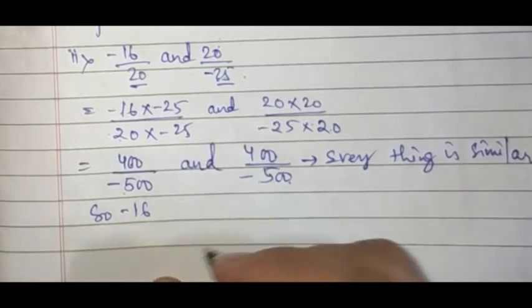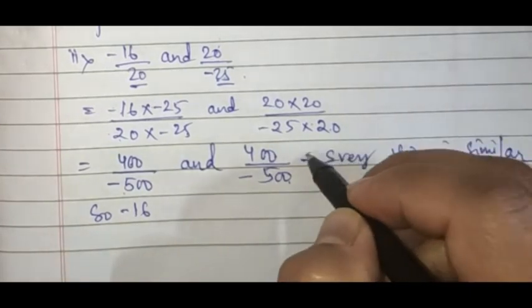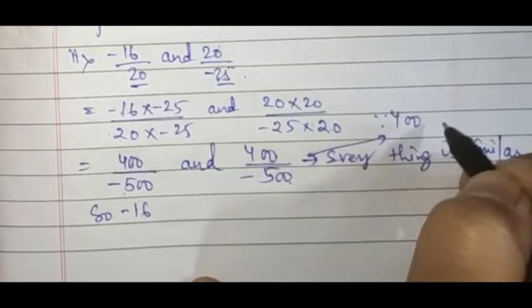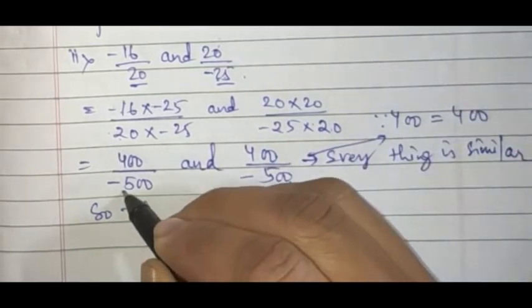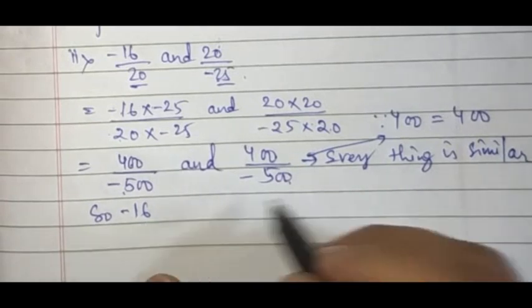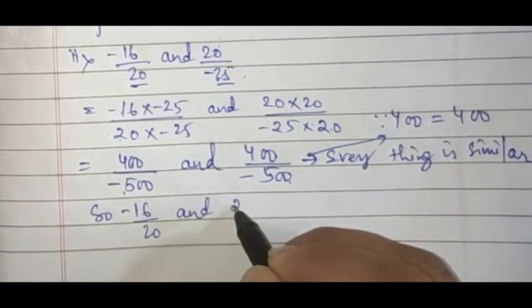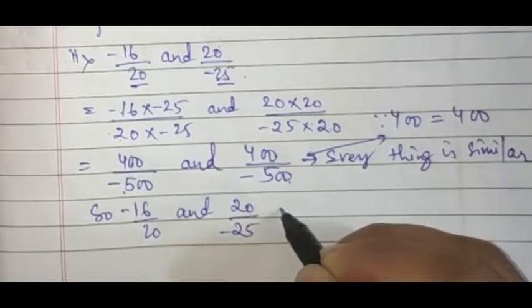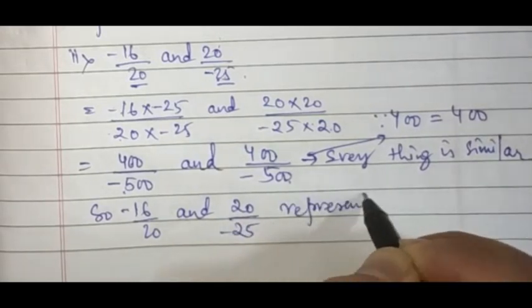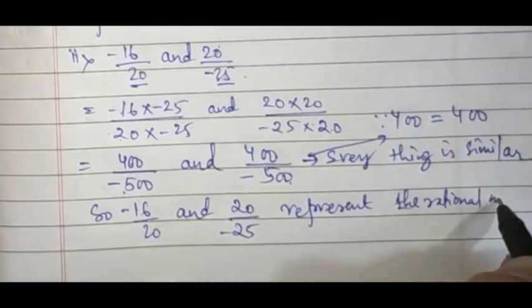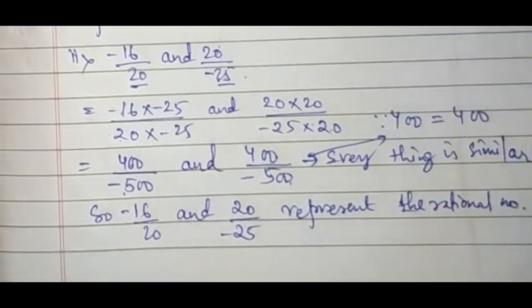Or another way you can write is, since 400 is equal to 400 and minus 500 is equal to minus 500, minus 16 by 20 and 20 by minus 25 represent the same rational number.